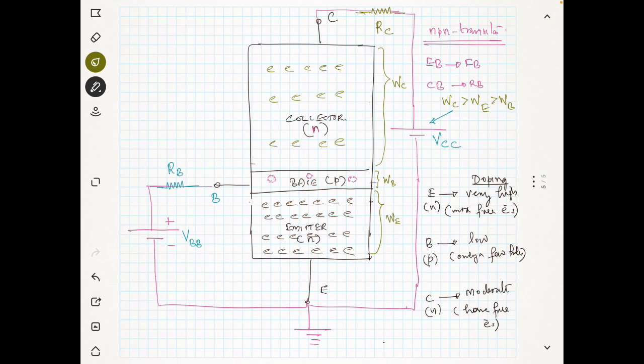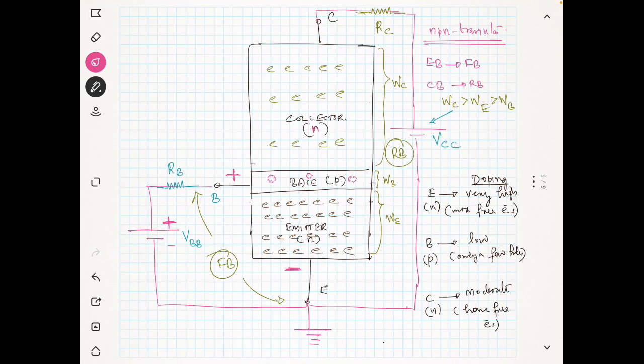Now we will see what will happen if we give a power supply like this. That means we forward bias the emitter base junction, and we reverse bias the collector base junction. So this is giving you a reverse bias at the collector base junction. Now what will happen? Since you have applied a positive voltage at the base, you will get a positive field here and a negative field here.